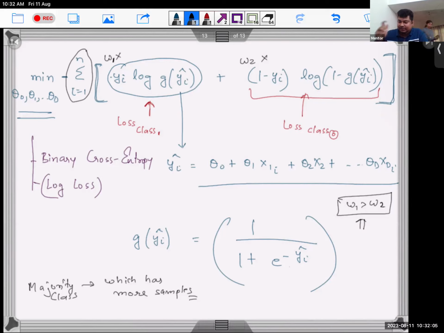So when you have something called an imbalanced data set, it is one where the number of samples is very, very skewed in favor of a particular class. There you try to give more weightage to the minority class. That's a key takeaway from this loss function.